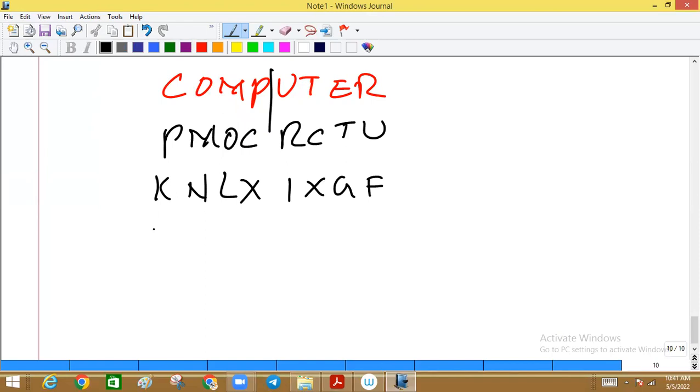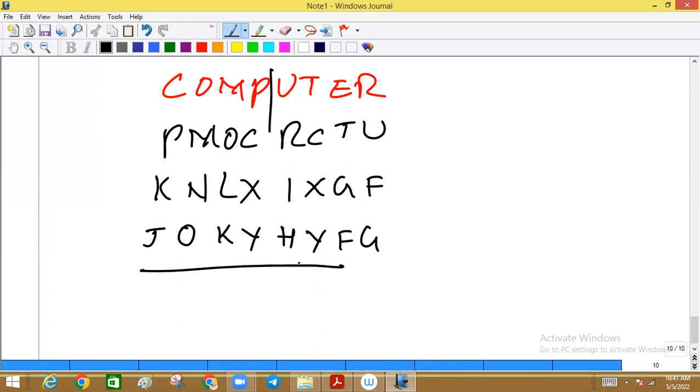What he will do is, like, K minus 1, N plus 1, L minus 1, X plus 1, I minus 1, X plus 1. Got it? G minus 1 means F, and F plus 1 is G. Like this, it is going to change the pattern again. Got it? What is it going to do?